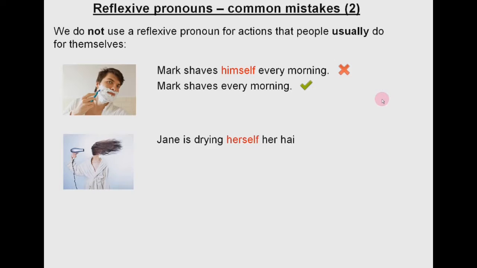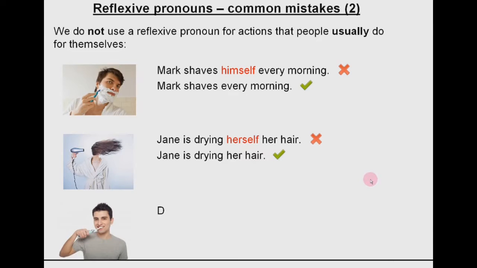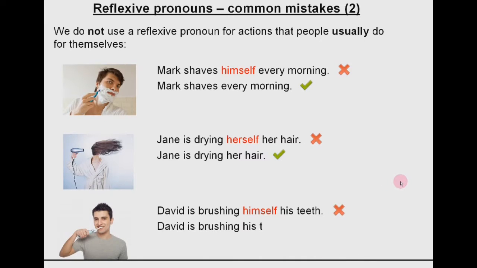Jane is drying herself her hair. In English, this is wrong. The correct version is Jane is drying her hair. David is brushing himself his teeth. This is wrong. The correct version, David is brushing his teeth.